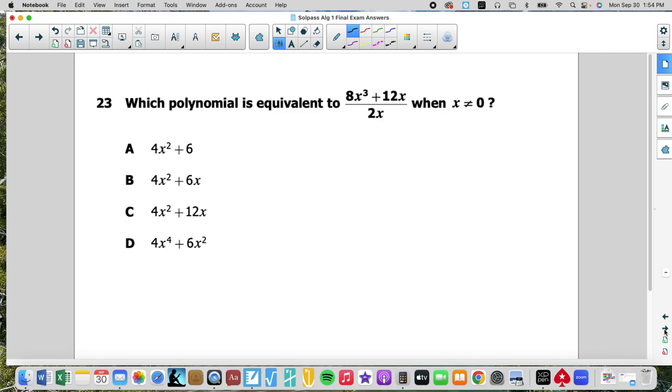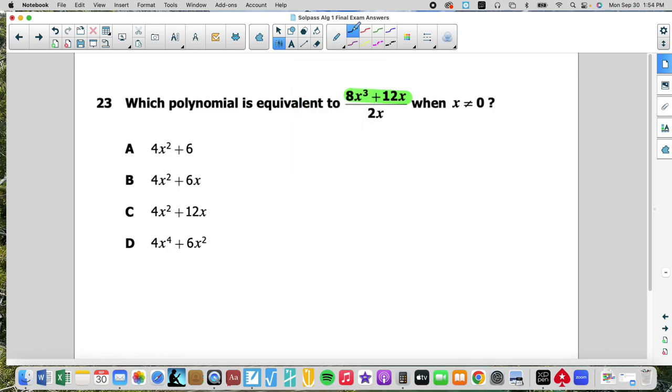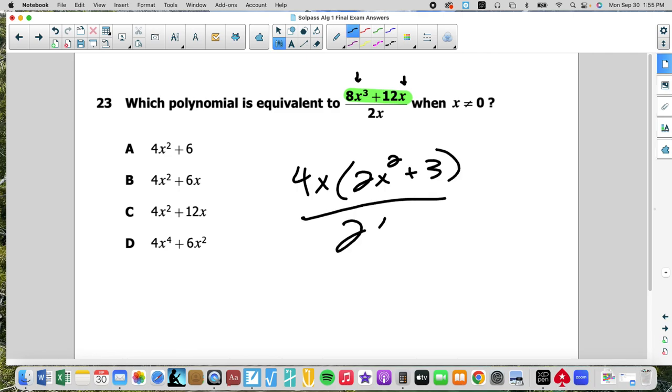Which polynomial is equivalent? And here's our expression when x is not equal to 0. We know that we're going to find a common factor. We're going to factor that numerator. We can't cancel things being added and subtracted, so we have to turn it into multiplication. So let's look at the coefficients 8 and 12. We can factor out a 4. Then we have x to the third and x, so I can factor out an x. If I factor 4x from 8x cubed, that gives me 2x squared. If I factor out a 4x from 12x, that gives me 3 all over 2x.